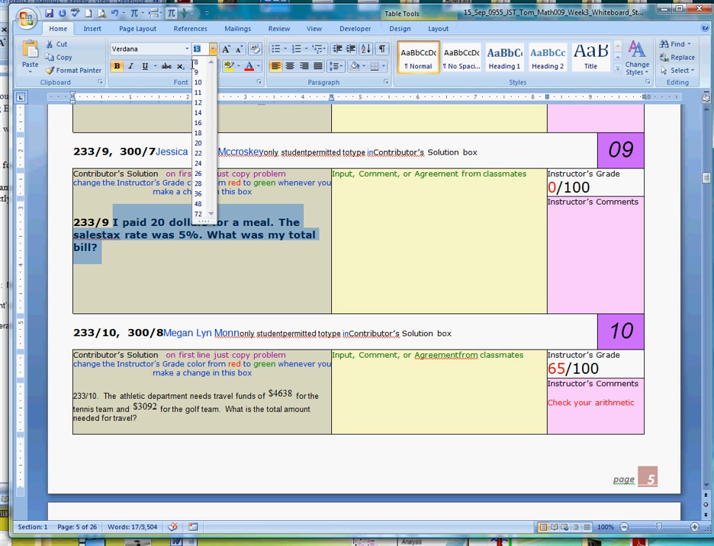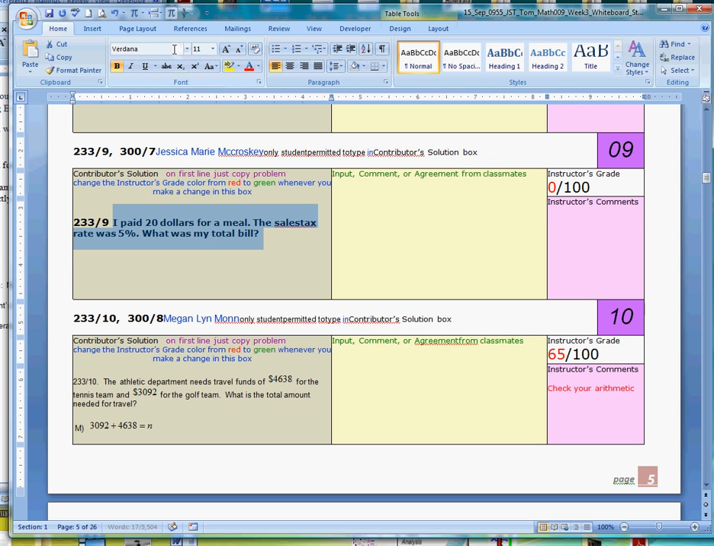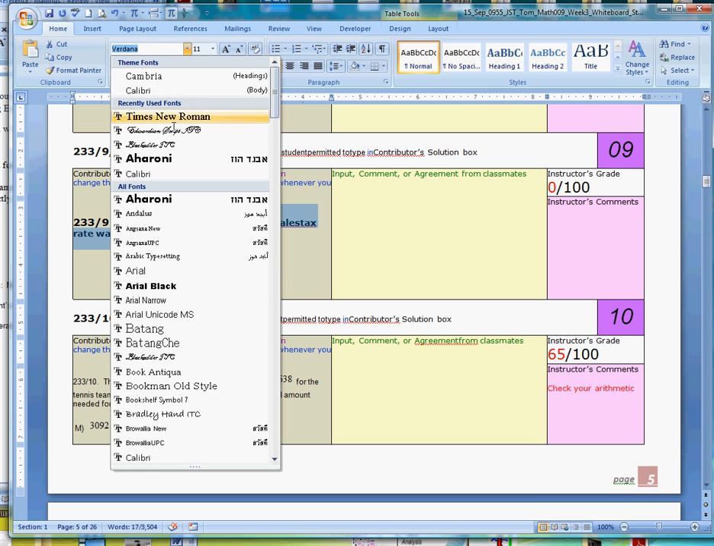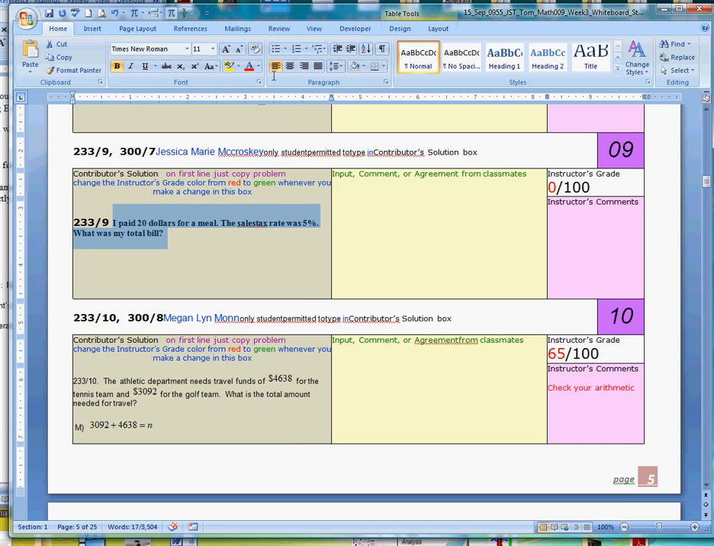Now, I got that in the wrong font, so I'm just going to fix that. We should be working in Times Roman 11. This is the way the whiteboard comes out to be most efficient. Times Roman 11, and we don't need the bold. So now we have the problem copied in exactly as it is in the textbook.